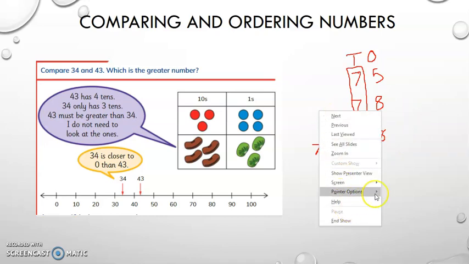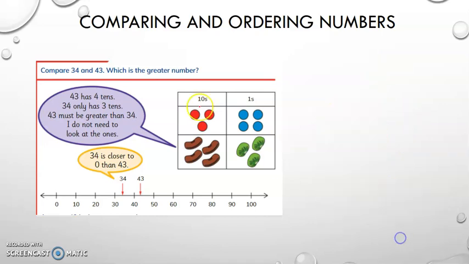This can be done in different ways. But here a place value grid has been drawn. So, compare 34 and 43. Which is the greater number? 34 is represented as 3 tens and 4 ones, and 43 is represented using beans as 4 tens and 3 ones. So you can see 4 is greater than 3.